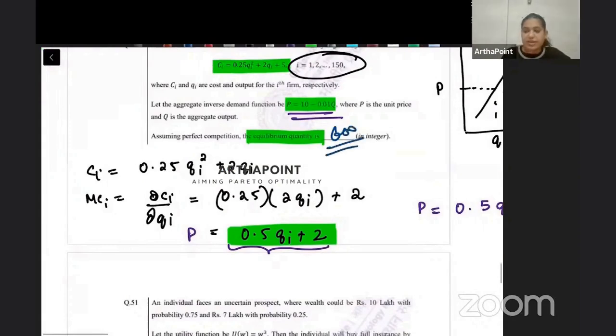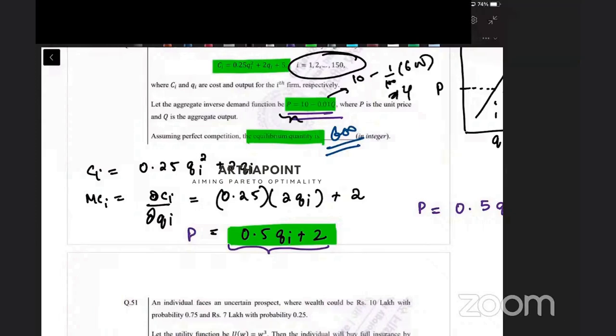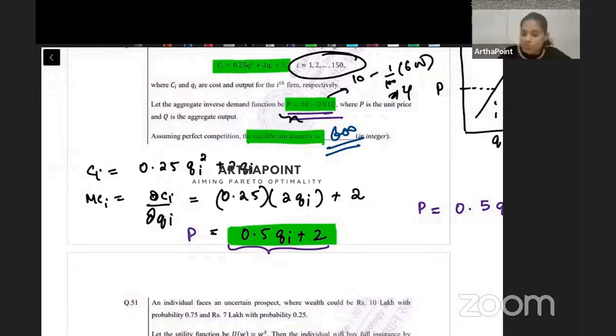Acha, agar ye 600 hai, so what is going to be the price? You can put P here. And if you put this, you will get 10 minus 1 by 100 into 600, and you will get the answer as 4, which means 4 exactly. If you check the options, they have gone ahead and given 4 also. So 4 is also correct. And 600 is also correct, which is rare.